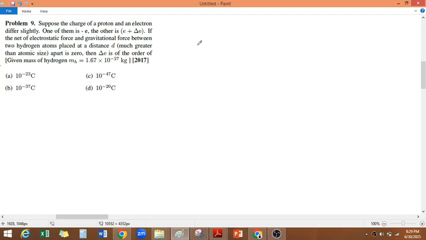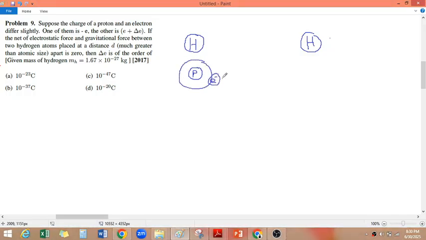So, the net of electrostatic force and gravitational force between two hydrogen atoms. Hydrogen atoms means we have one hydrogen atom here and another hydrogen atom here. So I know there is a proton at the center and I know there is an electron at the same place. So I will have the same thing over here.